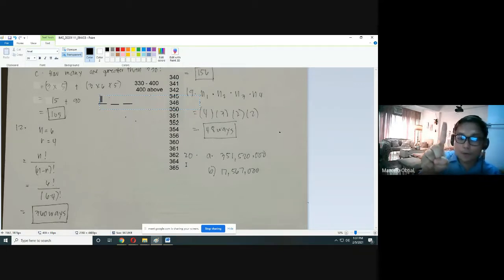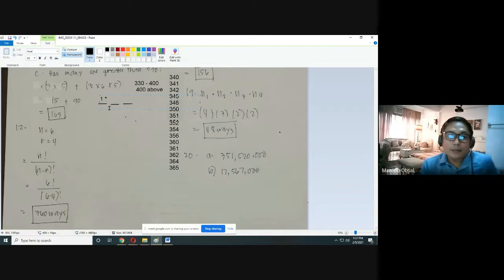Tama? 1 lang, no? Can you put 4? Hindi din pwede. Kasi we're talking about 400. Magre-repeat ang 0. So, hindi kasama si 400. Okay? So, isa lang talagang pwedeng ilagay, which is 3. Okay? Ilang object yun? Isa lang. 1. I'm not talking about 3. I'm talking about the object 3, no? 1. Okay? Next. Multiplication tayo.